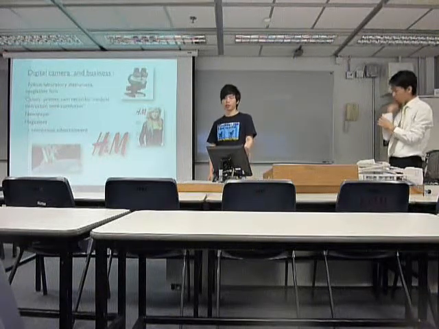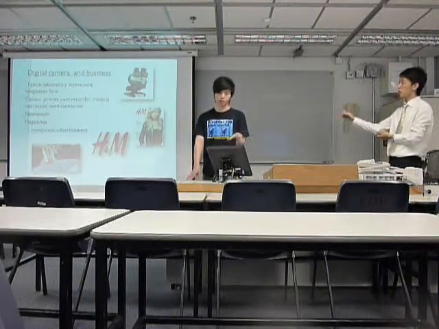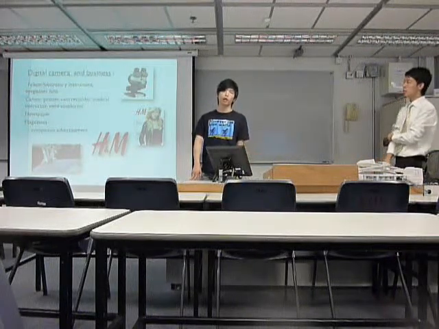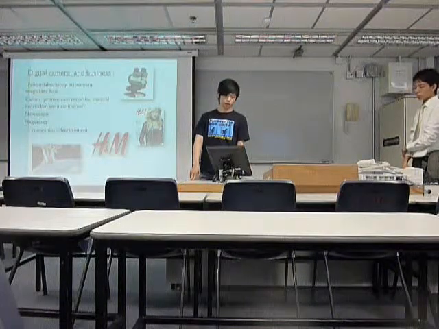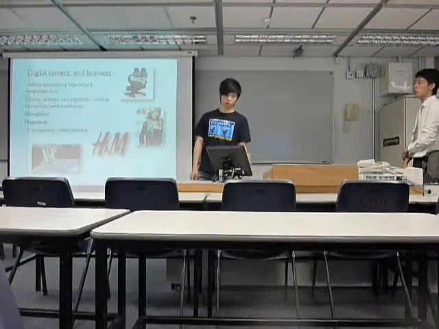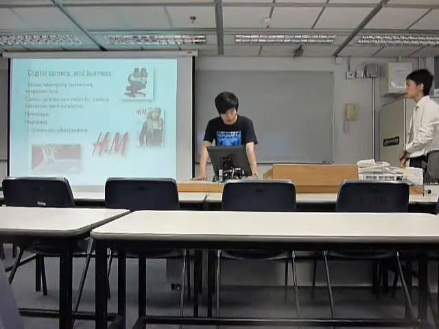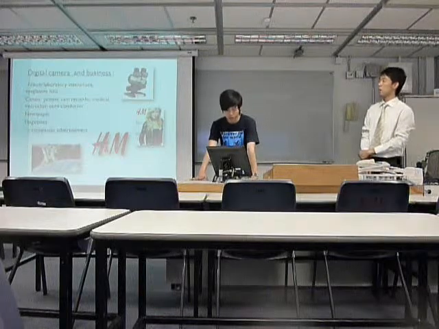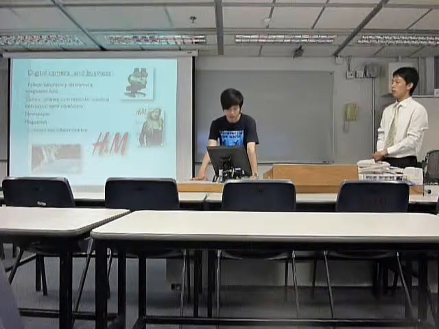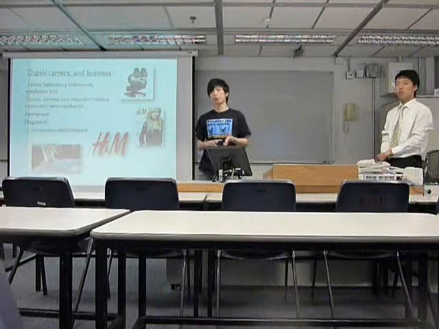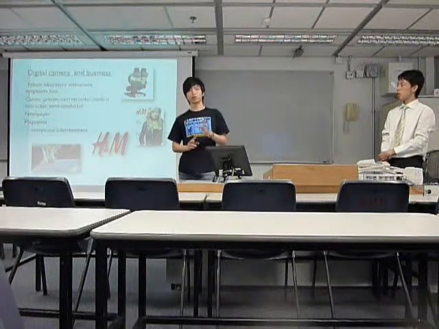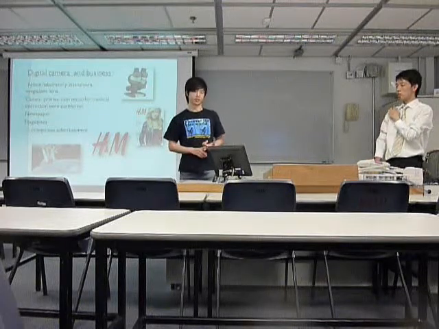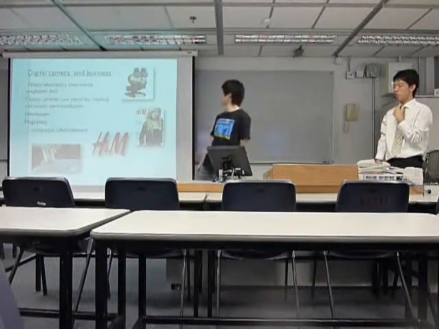Now we move on to the linkage between the digital camera and business. Nikon and Canon have multiple product lines. Besides cameras, Nikon sells other things like laboratory instruments and eyeglass lenses. Canon has printers, camcorders, medical instruments, something like that. And moreover, some well-known brands like H&M use photos for promotions in advertisements and also in magazines, like this one.